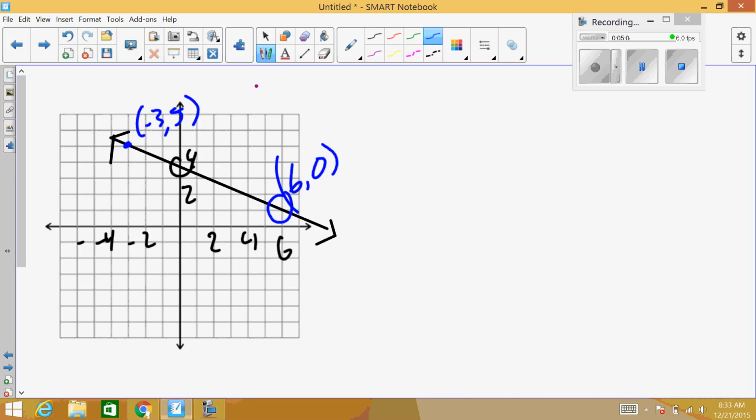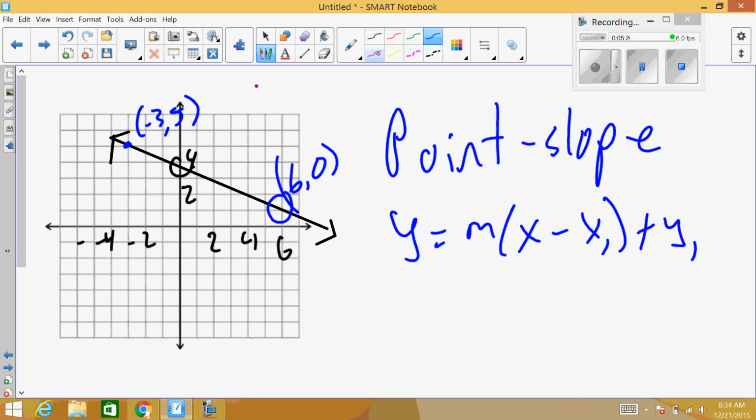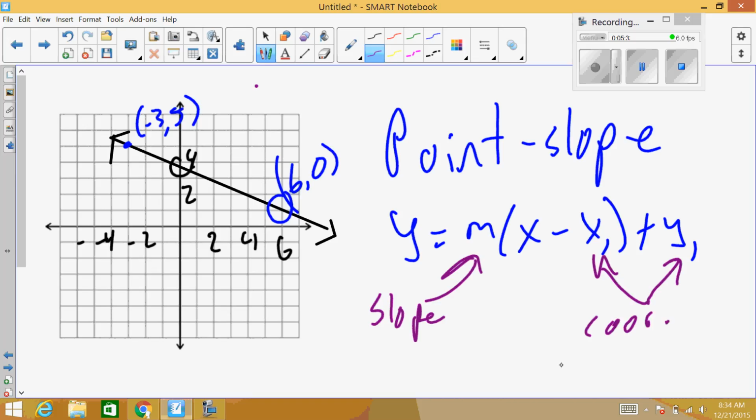One of the nice ways to do that is to use what's called point-slope form. So we need to know what point-slope form is. Well, here we go. Point-slope is the form y equals m times (x minus x1) plus y1. Okay, what does all that mean? Well, m is still our slope. x1 and y1 are the coordinates of any point on the line. I pick any point on the line, and I can plug the coordinates in for x1 and y1. So let's see how that actually works in this case.